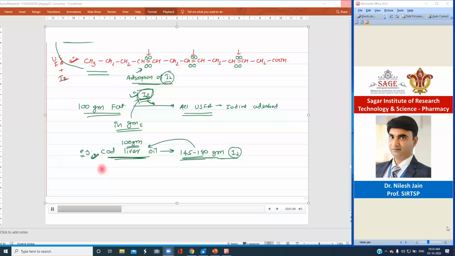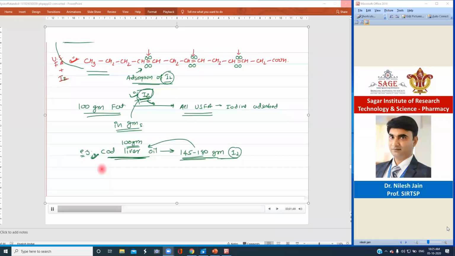On the other hand, we have the example of coconut oil. If you measure its iodine number, it is simply 7 to 10, very less as compared to these. Only 7 to 10 gram of iodine is required to bind with the double bonds of whatever unsaturated fatty acids are in coconut oil. So coconut oil is full of saturated fatty acid, whereas cod liver oil and linseed oil are very high in unsaturated fatty acid.